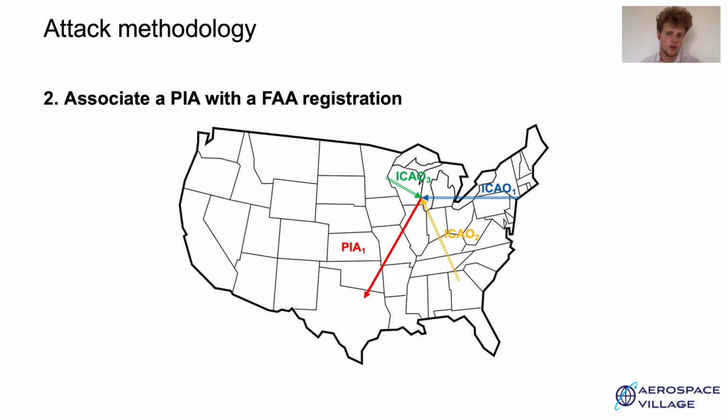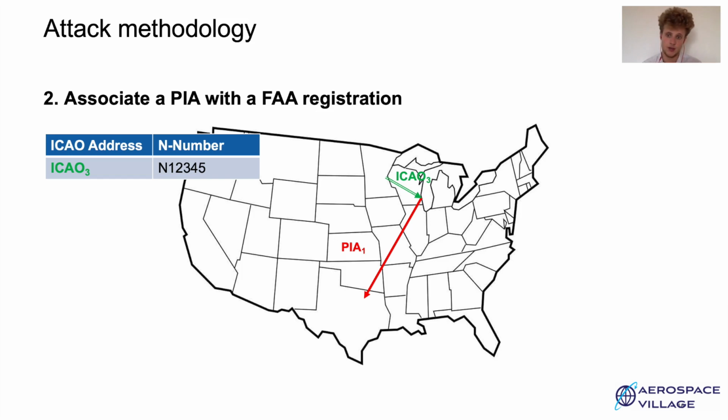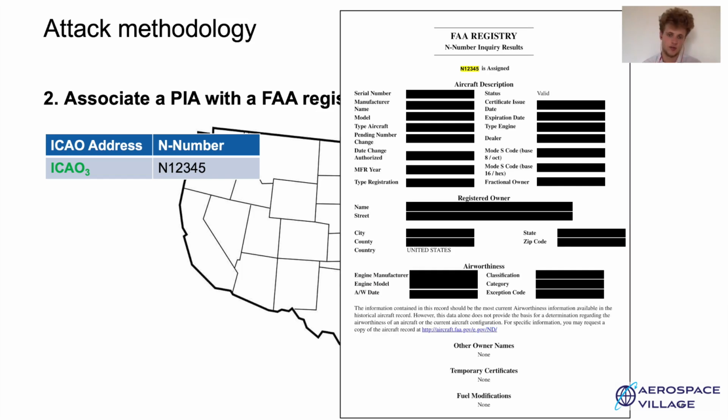For instance, after the departure of the red flight, an aircraft which is also identified by the address ICAO1 is observed leaving Chicago. So this aircraft is eliminated. Then the aircraft identified by the ICAO address ICAO2 is observed flying back to its origin, so there is only one candidate left, which is our target aircraft that changed its ICAO address from ICAO3 to PIA1. So we detected the ICAO address change. Once we know ICAO3, we look for the associated N number, so we do the translation, and we look for the associated N number in the FAA registry to find the actual aircraft registration containing all of the owner's details, like the name, the address, and everything.